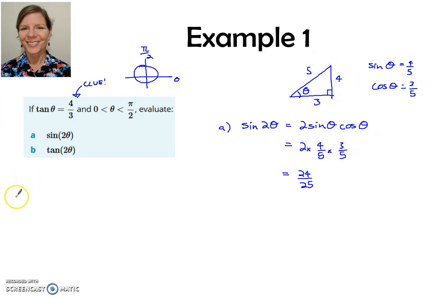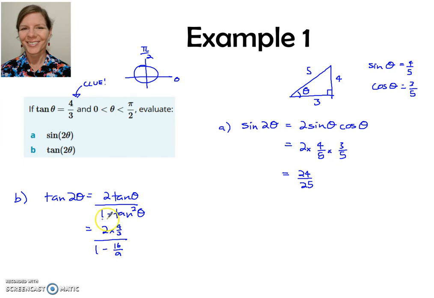Okay, now for B, we want tan 2 theta, and we know that the identity for that is 2 tan theta over 1 minus tan squared theta. Replacing tan theta with 4 on 3, we get 2 times 4 on 3 over 1 minus, now we're squaring that, 16 on 9.